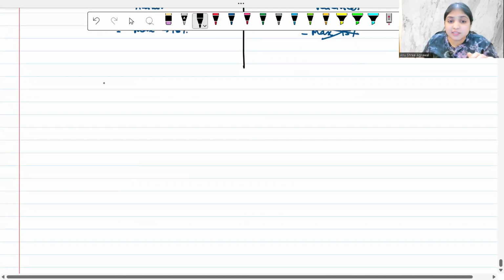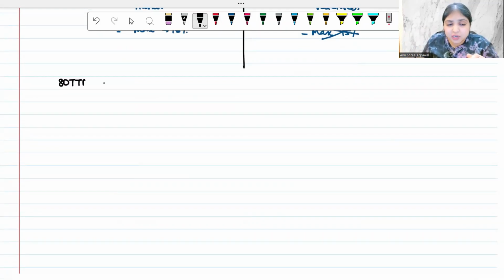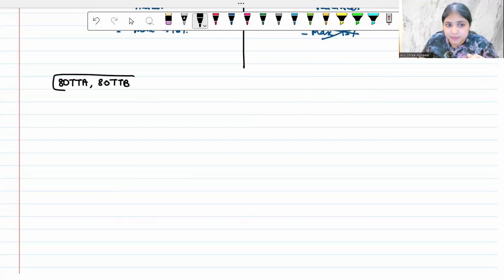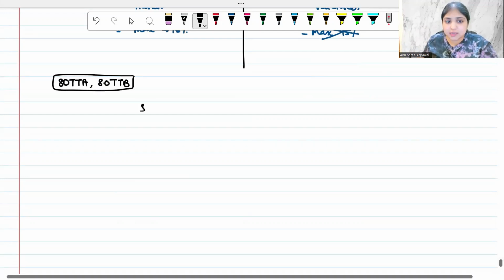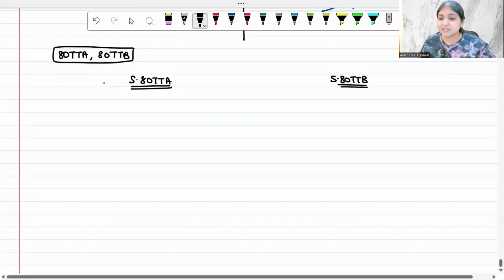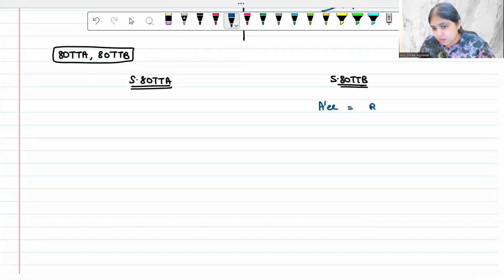Now coming to the next 2 sections, we have section 80 TTA and section 80 TTB. Let's discuss these 2 sections. We're comparing section 80 TTA and section 80 TTB. See, out of these 2 sections, 80 TTB is more beneficial. So we'll discuss 80 TTB first. Under 80 TTB, your assessee has to be a senior citizen or a super senior citizen.